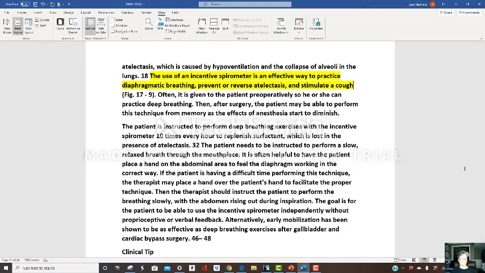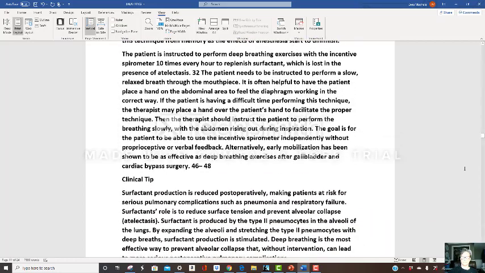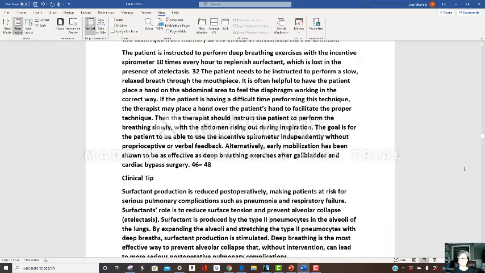The patient is instructed to perform deep breathing exercises with the incentive spirometer 10 times every hour to replenish surfactant, which is lost in the presence of atelectasis. The patient needs to be instructed to perform a slow, relaxed breath through the mouthpiece.